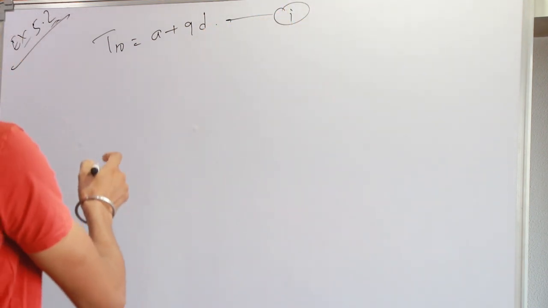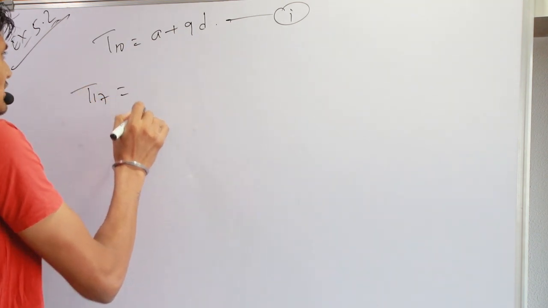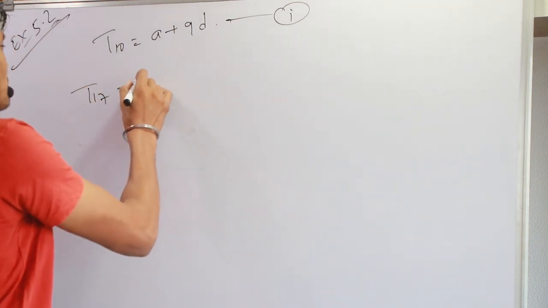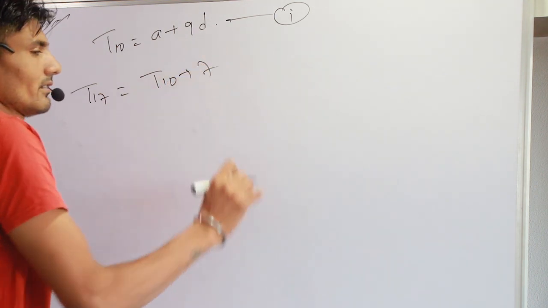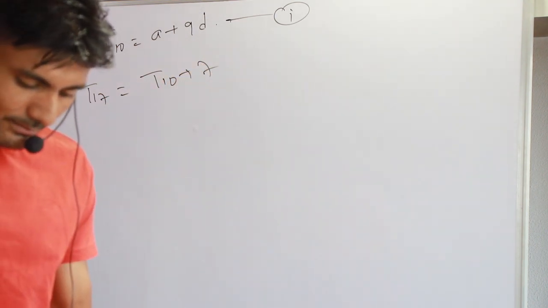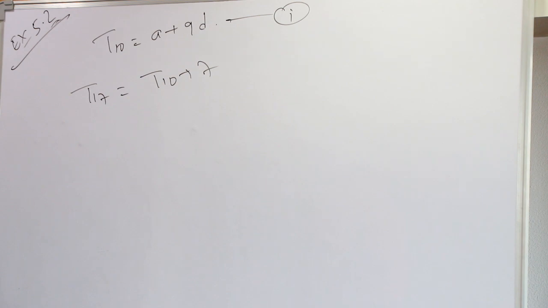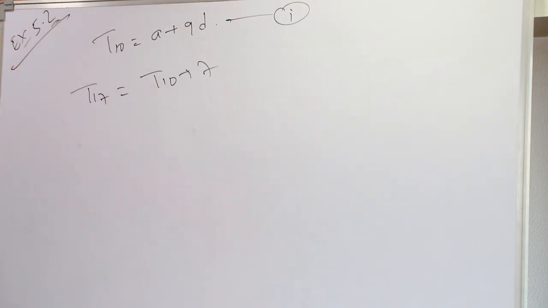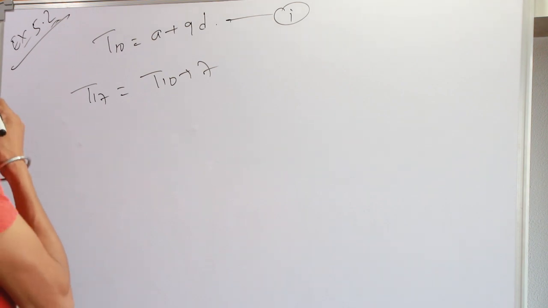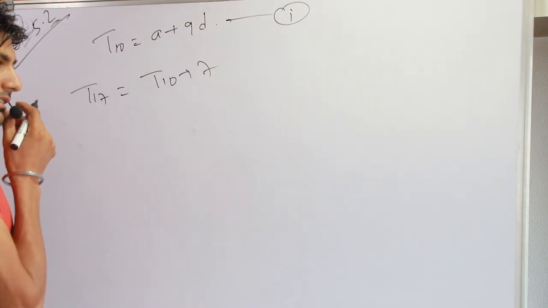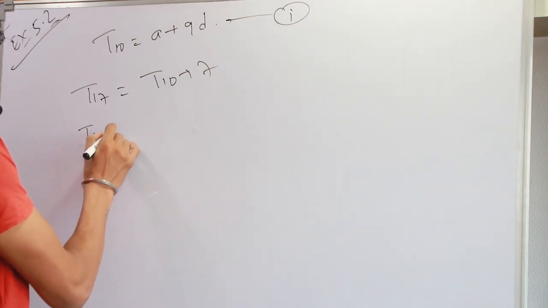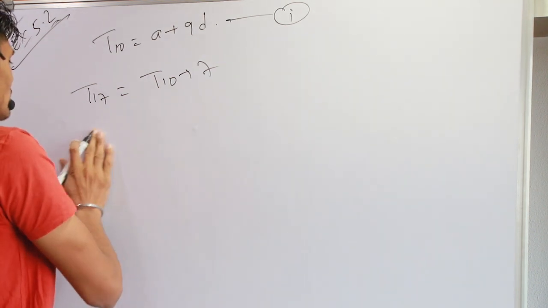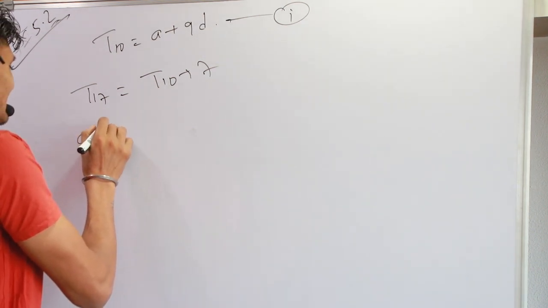T17 is equal to T10 plus 7. In the question they are telling the 17th term of the AP exceeds its 10th term by 7. Find the common difference. So T17 equal to, क्या हो गया? T10 plus 7. So we have to do something. T17 equal to how much? T17 equal to, we can write here A plus 16D.